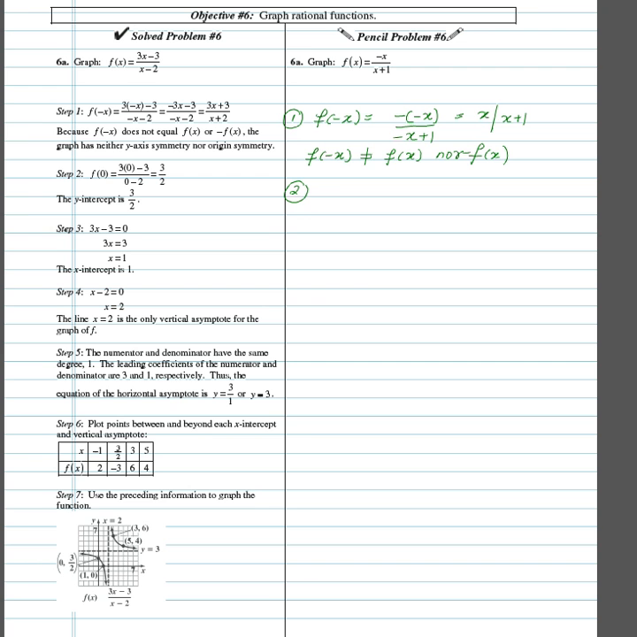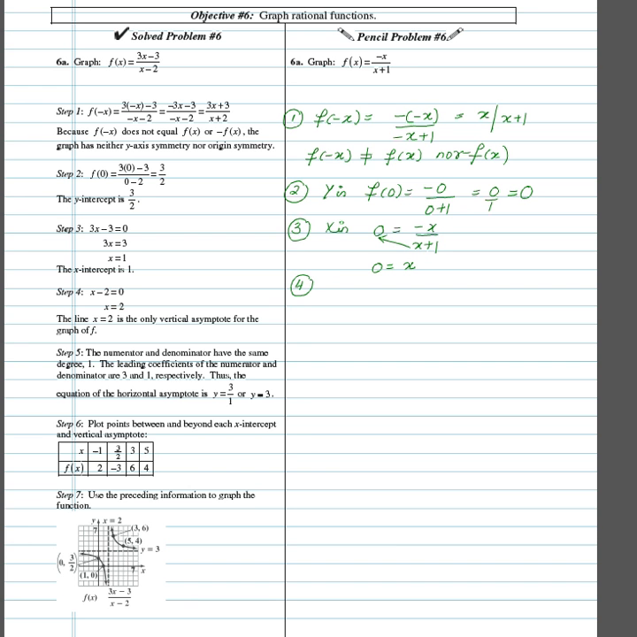My step 2 is to find the y-intercept. How do I find the y-intercept? You set x equal to 0. So it's negative 0 over 0 plus 1, which is 0 over 1, which is 0. So your y-intercept is 0. The next step is to find your x-intercept. How do I find the x-intercept? I set y equal to 0, so 0 equals negative x over x plus 1. When I cross multiply, I get 0 is equal to x. So my x-intercept is 0 as well.